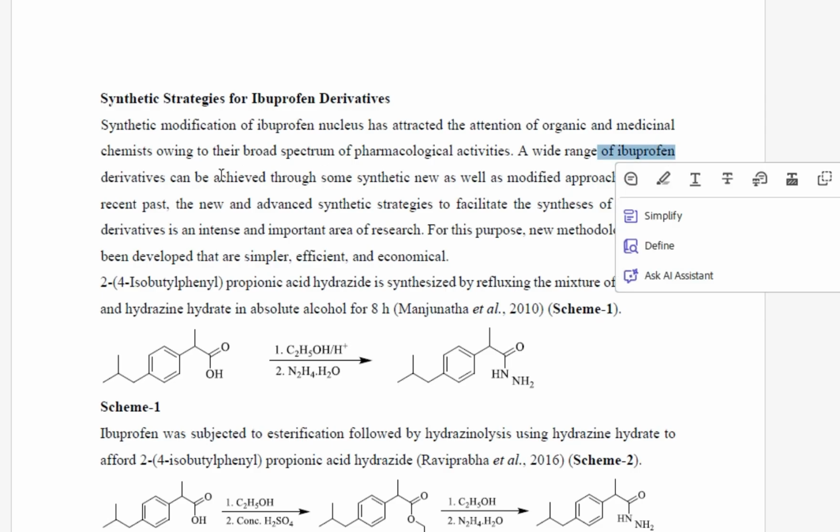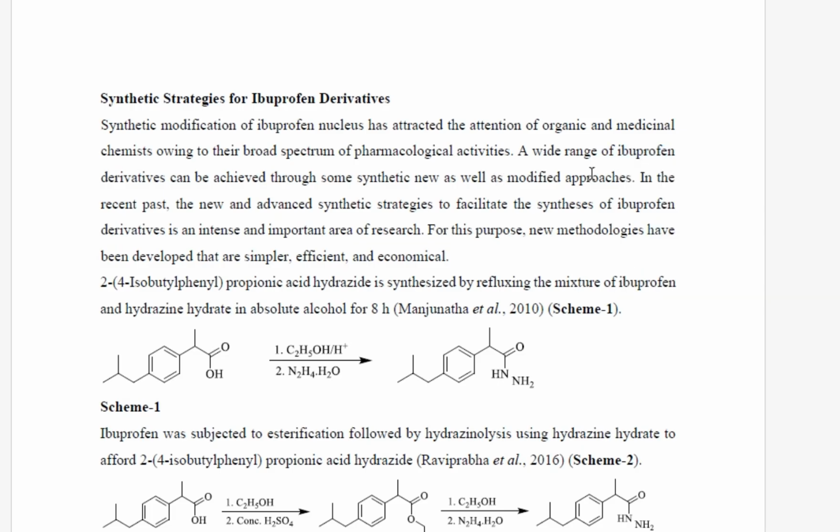In the recent past, new and advanced synthetic methods have facilitated the synthesis of ibuprofen derivatives, an important area of research. For this purpose, new methodologies have been developed that are simpler, efficient, and economical. So these things are necessary to be considered: the method should be simple, efficient, and economical.